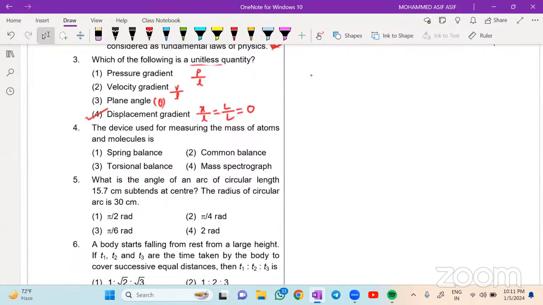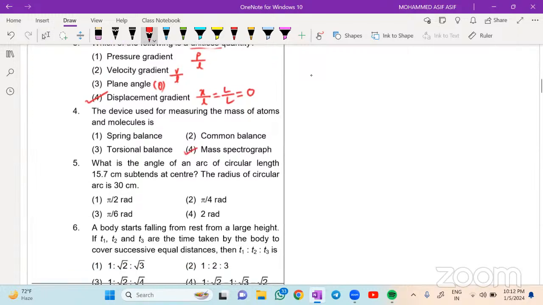The device used for measuring the mass of atoms and molecules is, anyone? The device used for measuring the mass of atoms as well as molecules. Spring balance, common balance, torsional balance, mass spectrograph. Used to measure the mass, it is a mass spectrograph, beta.